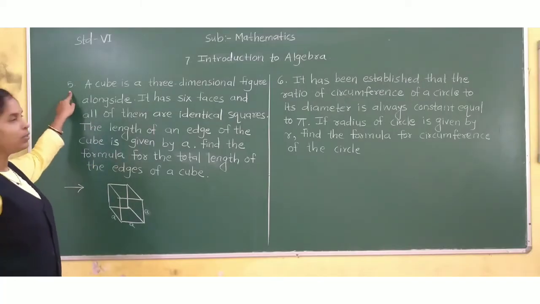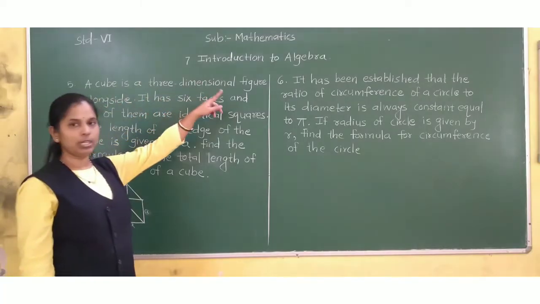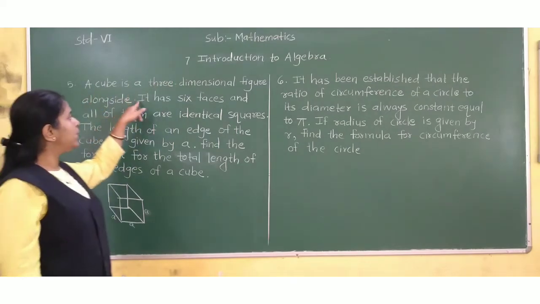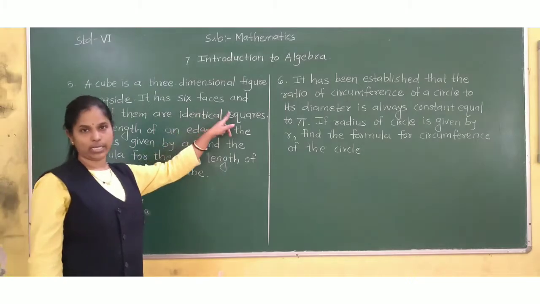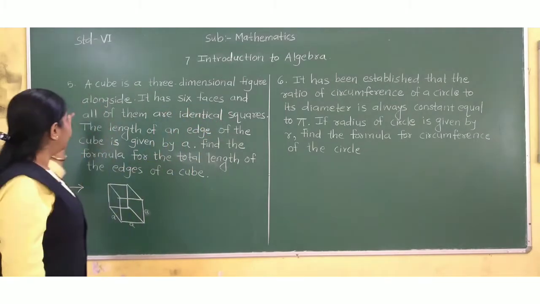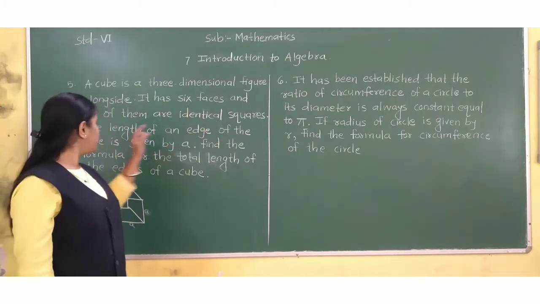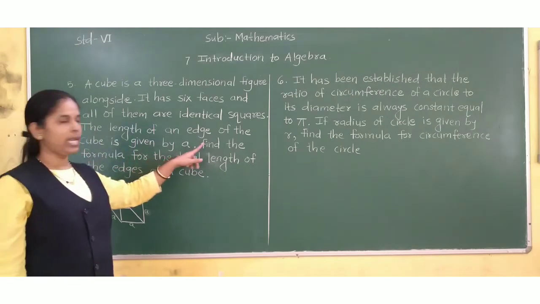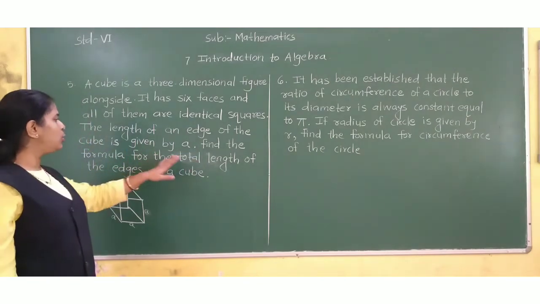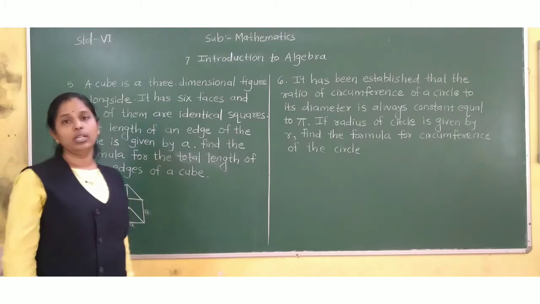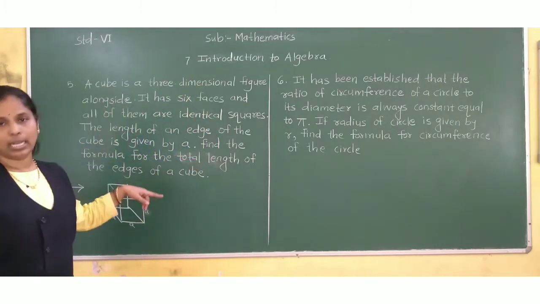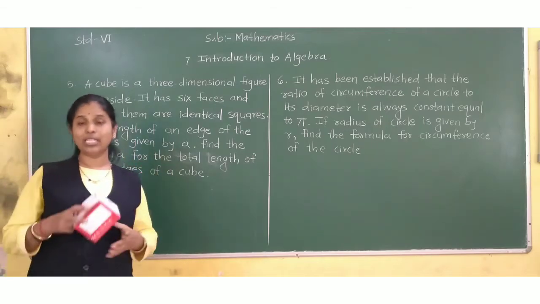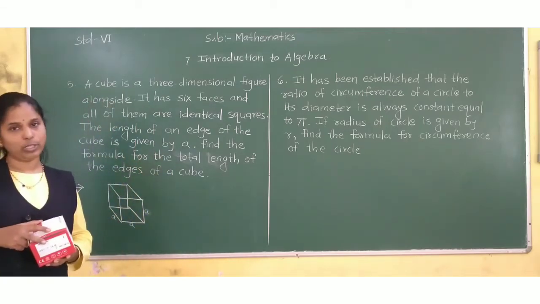Question number 5. A cube is a 3-dimensional figure alongside. It has 6 faces and all of them are identical squares. Identical means same. The length of an edge of the cube is given by A. Find the formula for the total length of the edges of a cube. Now we have to find the formula for the total length. So how many sides are there? That we have to find out first.